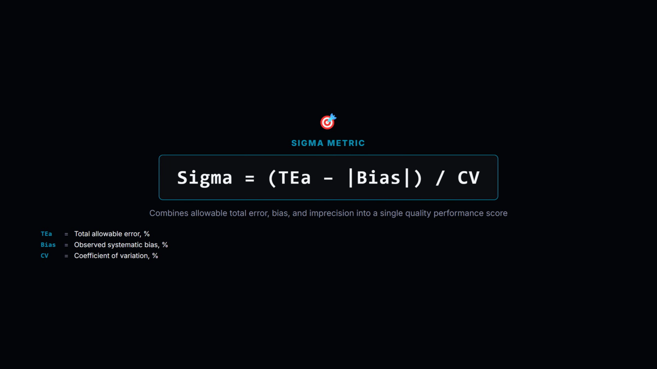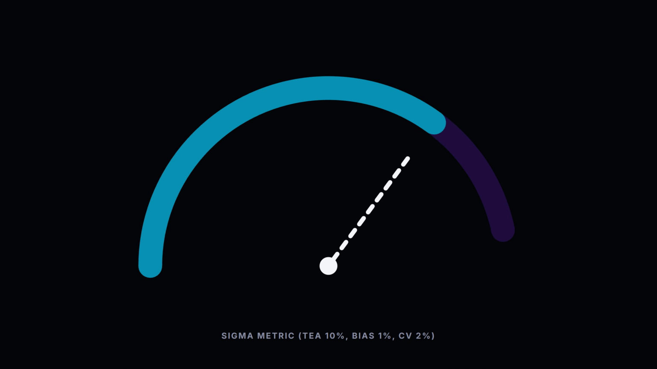Sigma metric goes further, expressing overall assay quality as a single number. The allowable total error minus the observed bias, divided by the CV. Higher sigma means fewer errors reach a patient result before detection. Worked example. An assay with 10% total allowable error, 1% observed bias, and 2% CV scores a sigma of 4.5, solidly good performance, though short of the coveted 6 sigma world-class benchmark used in 6 sigma quality frameworks.